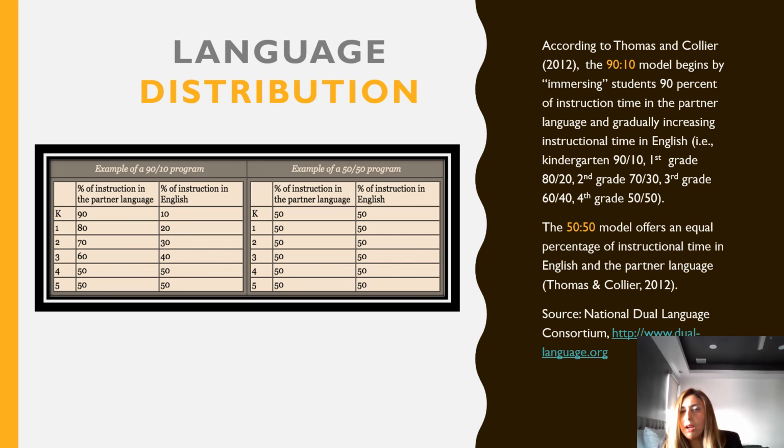According to Thomas and Collier, the 90-10 model begins by immersing the students 90% of the time of instruction in the partner language first, and then it gradually increases instructional time in English. For example, in kindergarten, the children will speak Spanish 90% of the time and 10% in English. By first grade, 80 and 20% of English, and so forth. The 50-50 model offers an equal percentage of instructional time in English and in the partner language.